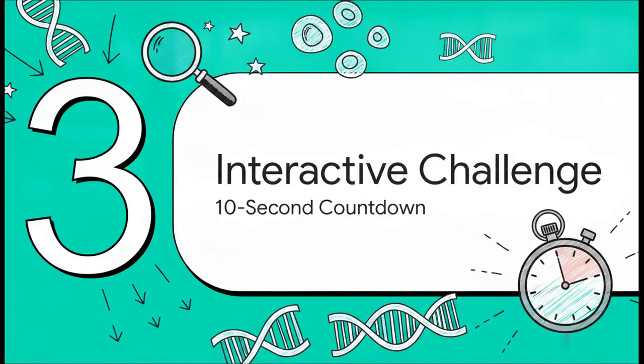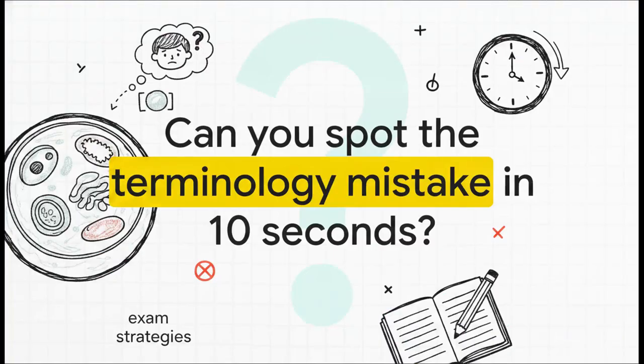Next up, the interactive challenge, the 10-second countdown. All right, now it is your turn to play Senior Examiner. Keep your eyes peeled for generic terminology that totally ignores the specific stimulus material required by the 9700 syllabus. I'm going to show you a beautifully detailed animal cell. A student has labeled a specific organelle, but they've fallen straight into a classic middle school biology trap. Do you think you can spot the error before the timer runs out?